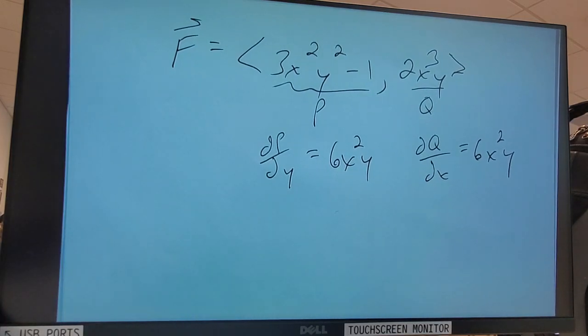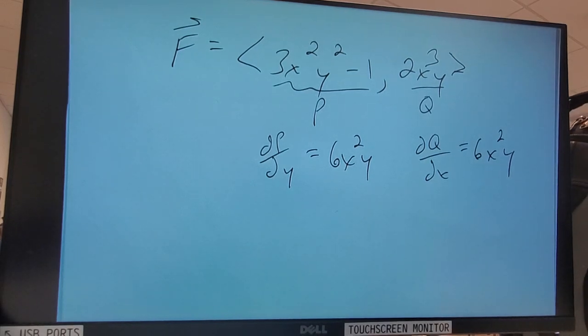Holy shit! Sorry. I'm just very happy that actually worked the way I wanted. Even if it didn't, it would have still been like, oh, it's not conservative.